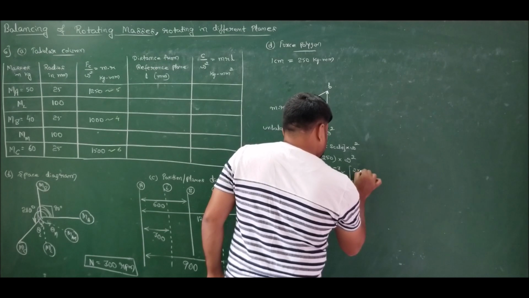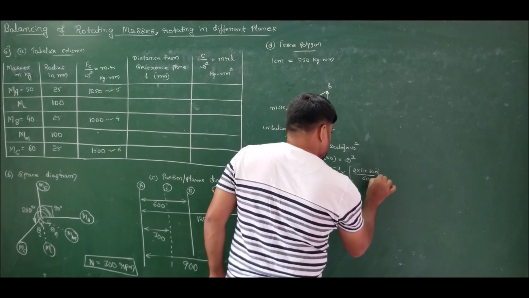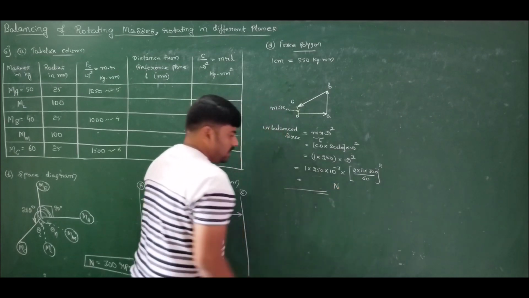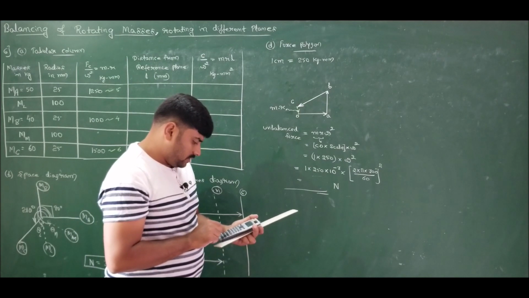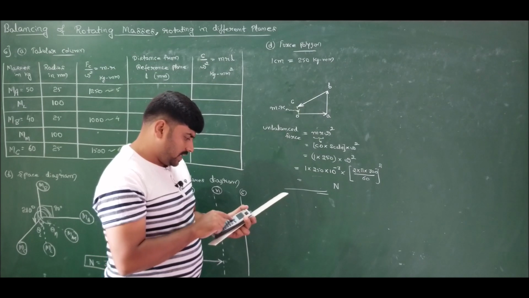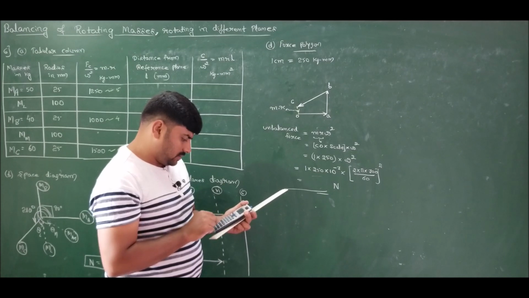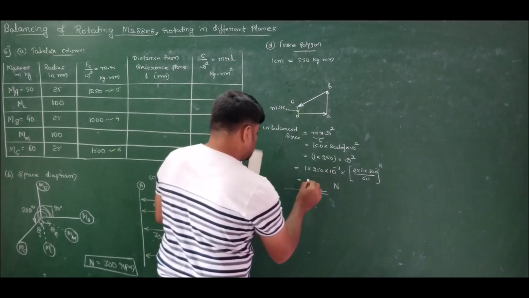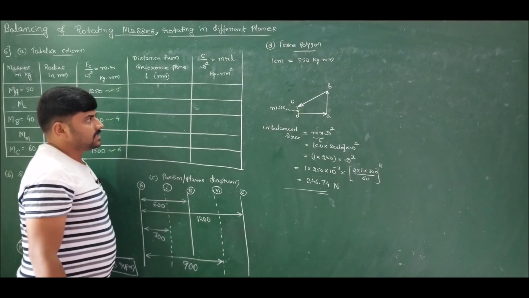2 pi N by 60, 2 into pi into 300 rpm by 60 whole square. Hence the unbalanced force will be 1 into 0.25 into 2 into pi into 300 by 60 whole square, which is 246.74 newtons. 246.74 newtons is the unbalanced force.